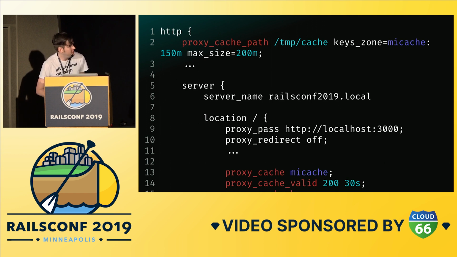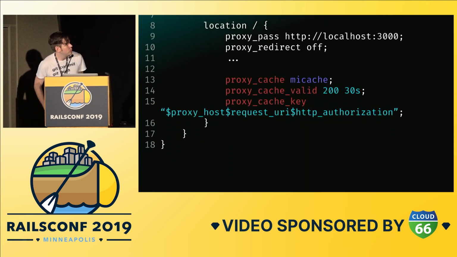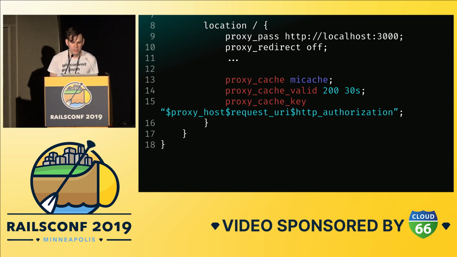So scroll down a bit to line 8, you see our location block. This is where we proxy to Puma or Unicorn or whatever our app server is. And a little bit below that is where we configure our proxy settings. So we say, I want to use that my cache I just defined. I'm saying I want to hold on to only the 200 response codes, and I'm holding on to them for half a minute, 30 seconds. And the proxy cache key is where I determine all the things that are unique about my request.